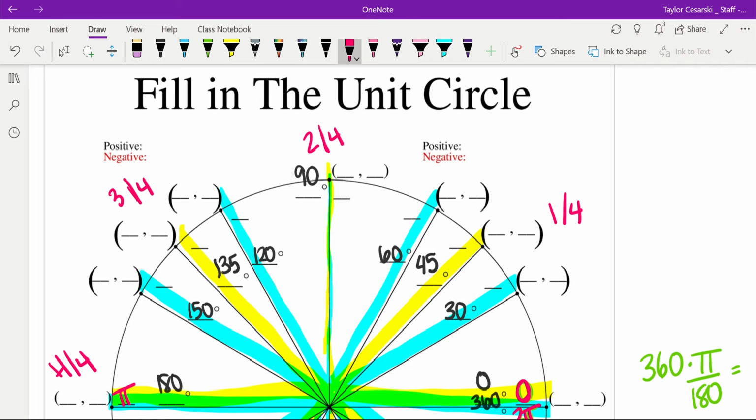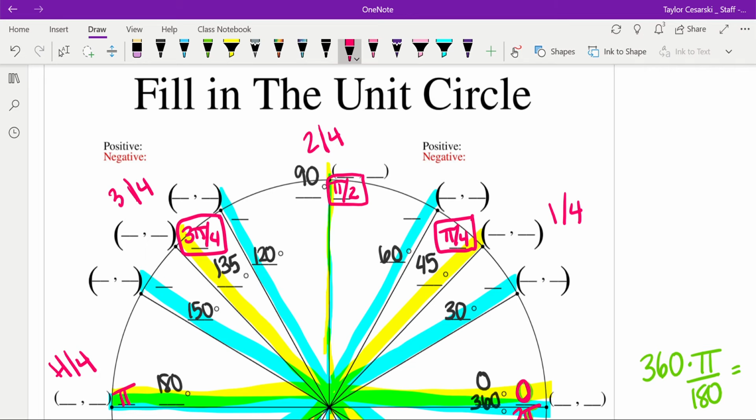So 1/4. That's 1/4 of a pi, or pi over 4. So I say simplify and add the pi. Okay, 2/4. We can simplify that to 1/2, or pi over 2. Simplify and add the pi. 3/4 doesn't simplify, so 3 pi over 4. And then 4/4 simplifies to 1, so 1 pi, or just pi.